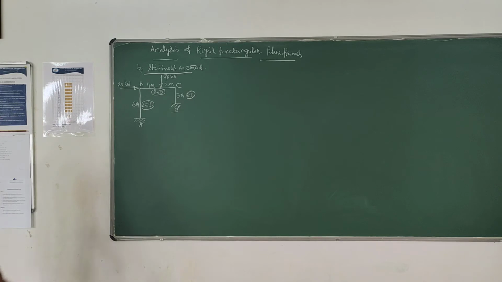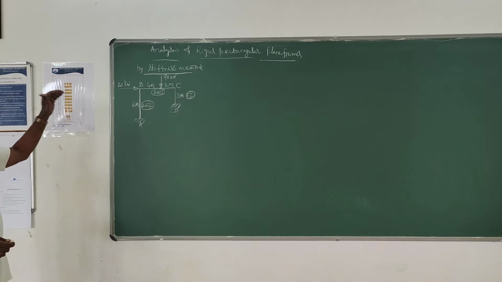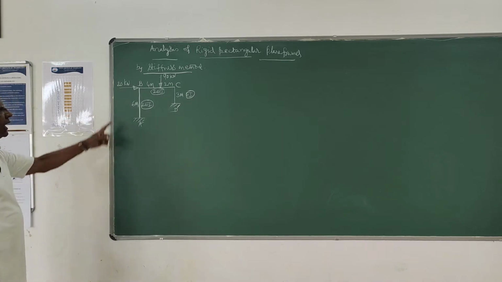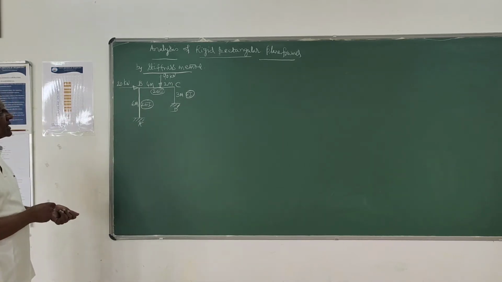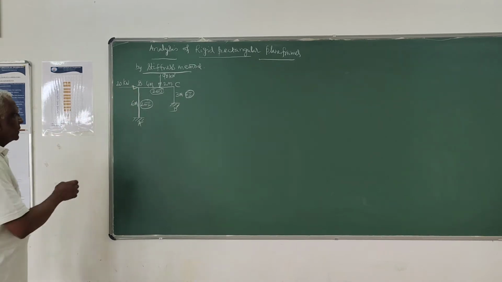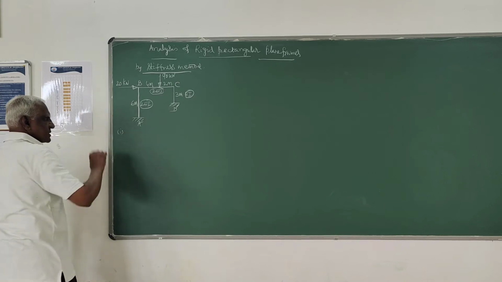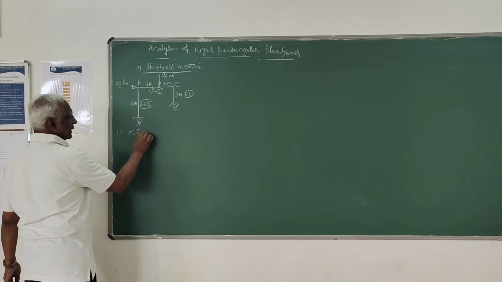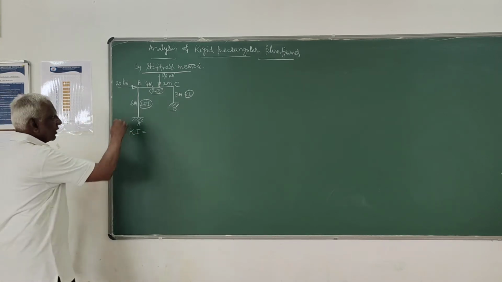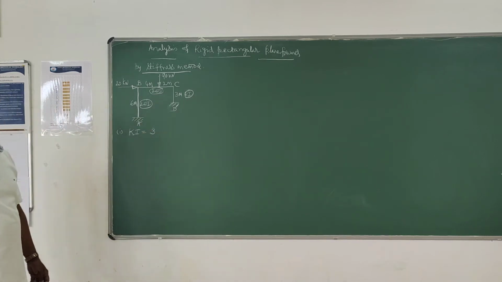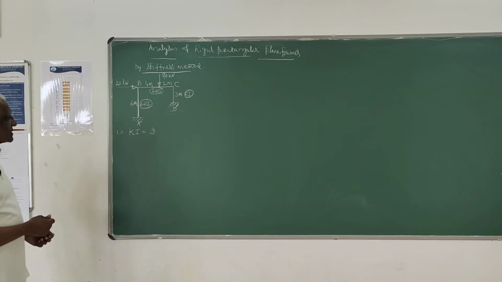So let us analyze this rigid rectangular plane frame ABCD subjected to a joint load of 20 kilonewtons acting at the joint B and a member load of 90 kilonewtons acting on member BC as in the figure. So as usual, the first step, we have to find the kinematic indeterminacy. The kinematic indeterminacy of this particular frame is 3, the maximum kinematic indeterminacy as per syllabus.